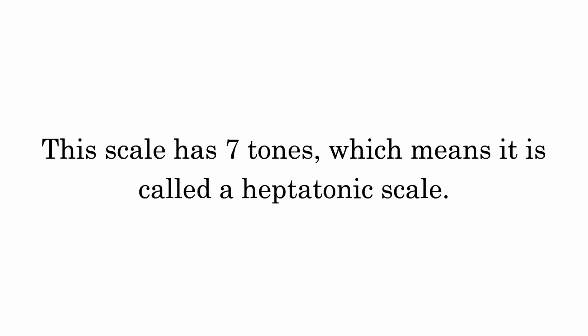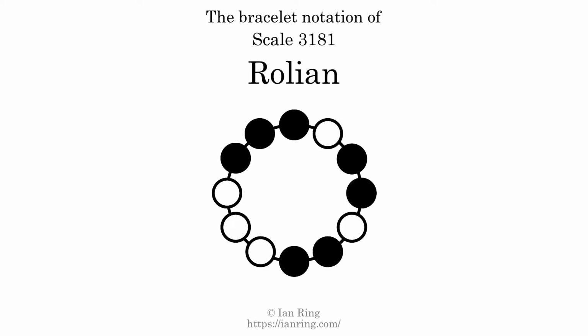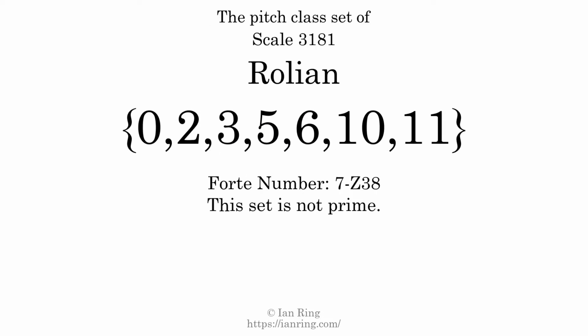This scale has 7 tones, which means it is called a heptatonic scale. This is a bracelet notation diagram of scale 3181. The shaded circles represent tones that appear in the scale, and they are read clockwise, starting at the top. The pitch class set for this scale is 0, 2, 3, 5, 6, 10, 11. The Forte class is 7Z38. This set is not prime.